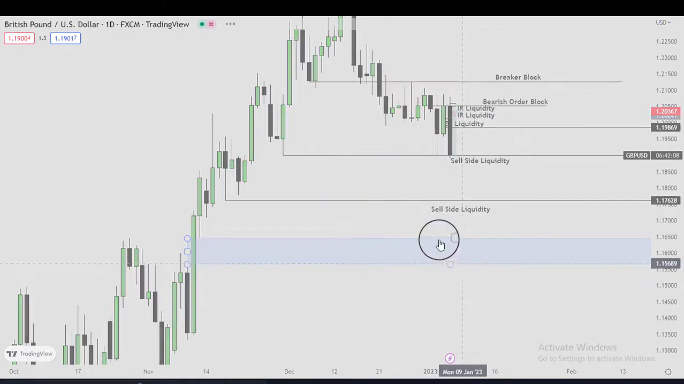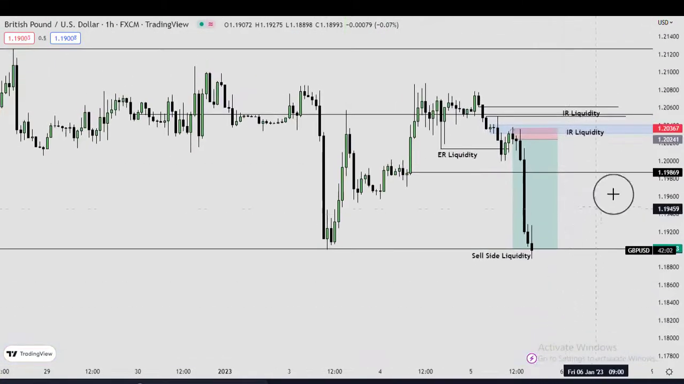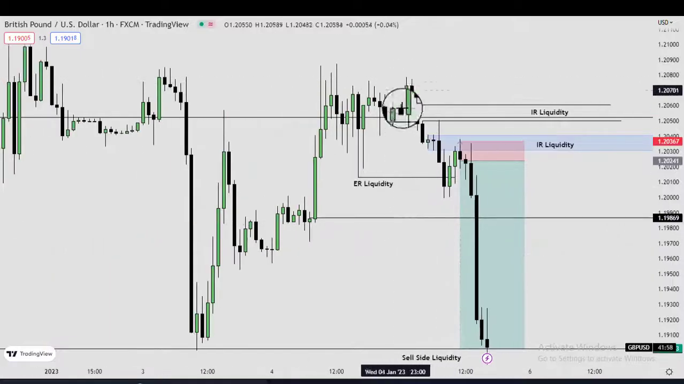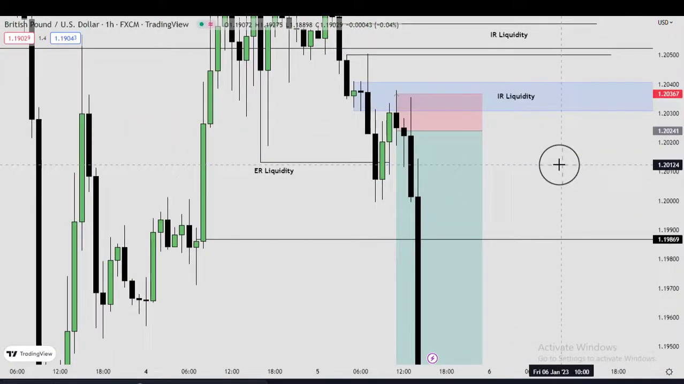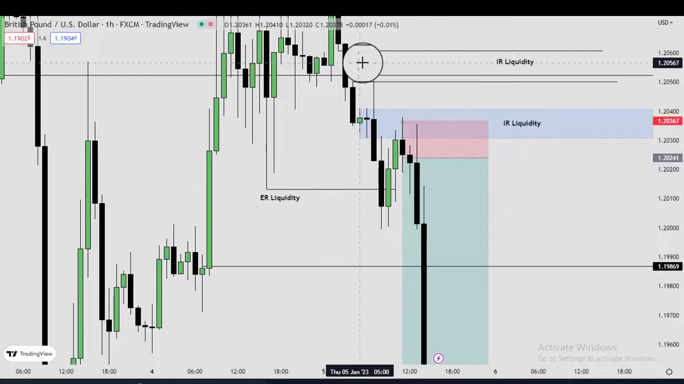Then on the 1 hour, I need to see price create an external range and trade into internal range so that I can take a trade. So look at this, price created or took out external range liquidity. Then what will I be looking for? An entry at internal range liquidity, which is the order block, and the fair value gap.